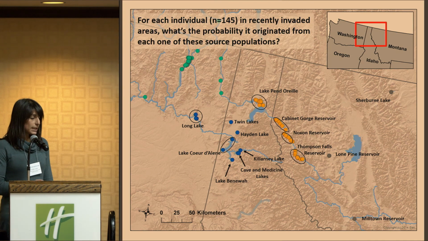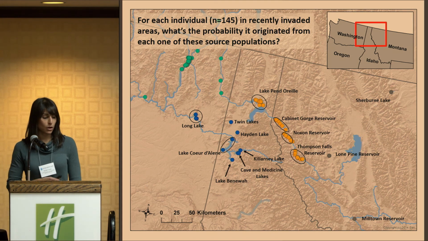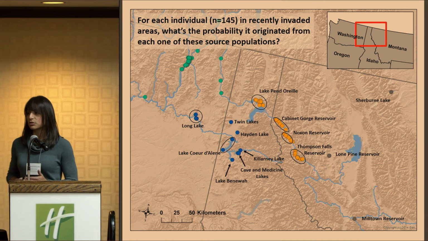And so what we're really asking with this assignment analysis is for each individual in a recently invaded area, what's the probability that it came from each one of these source populations? So what's the probability, for example, that a fish came from Long Lake or came from Cabinet Gorge? And what's the probability it came from Thompson Falls? We looked and compared each fish to each potential source population.